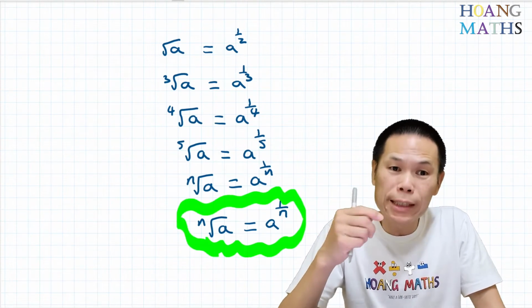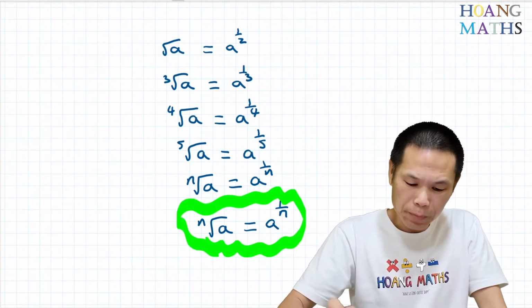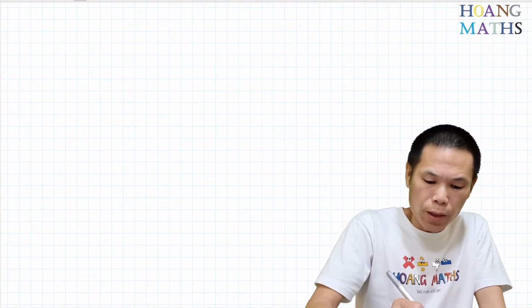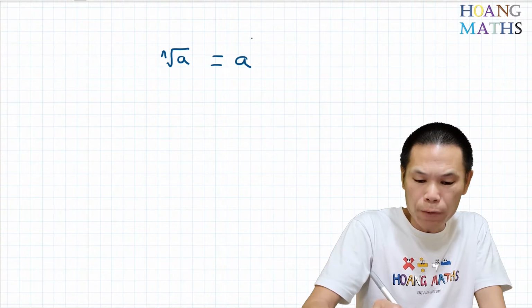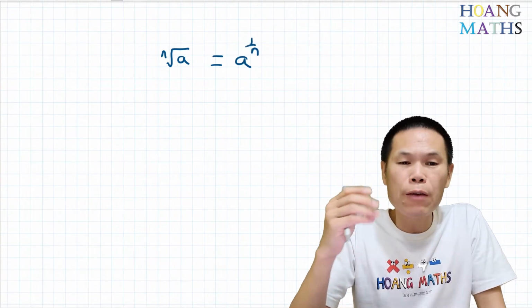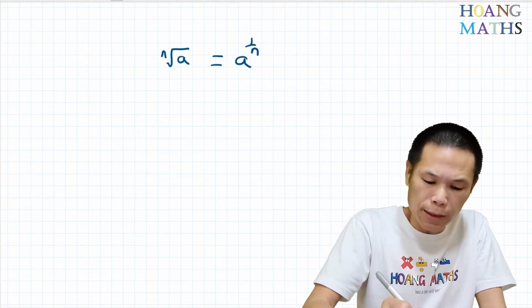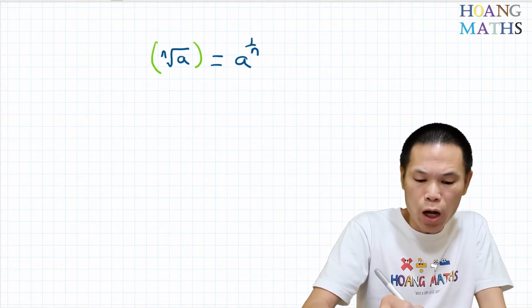So let's explore this a little bit further. We know that the nth root of x equals x to the power of 1 over n. Let's say we raise both sides to the power of m. So let's make this power of m.